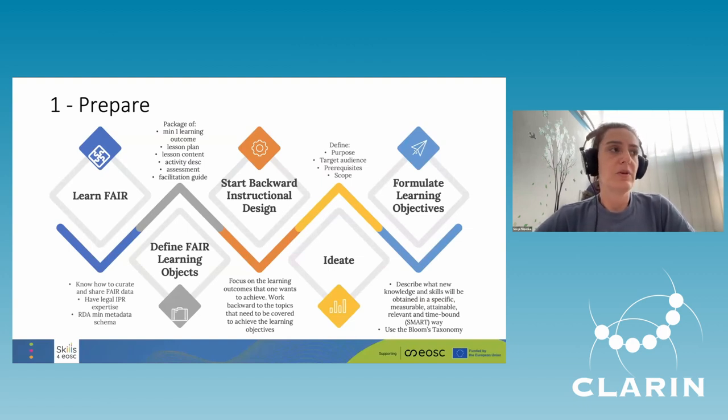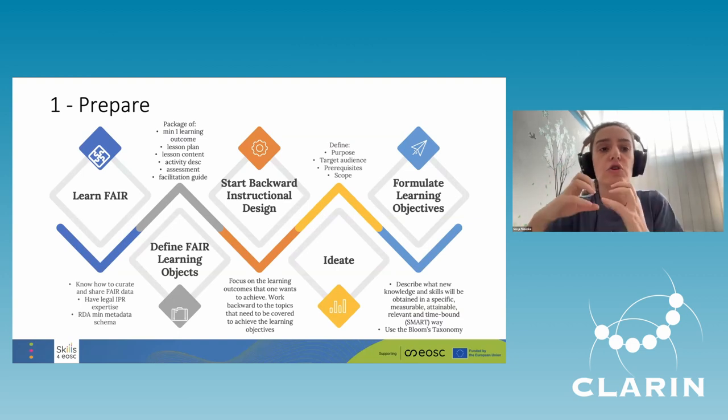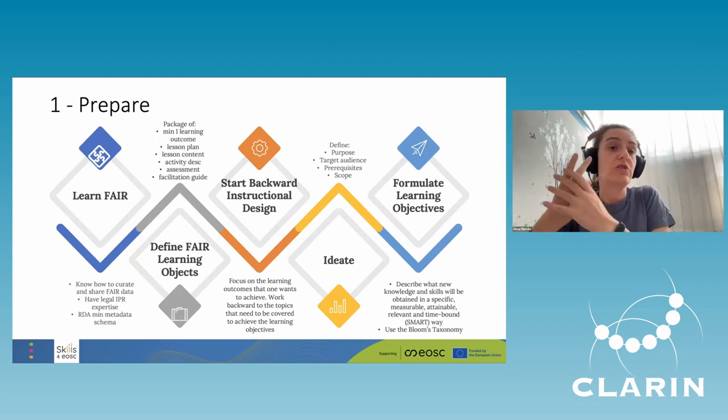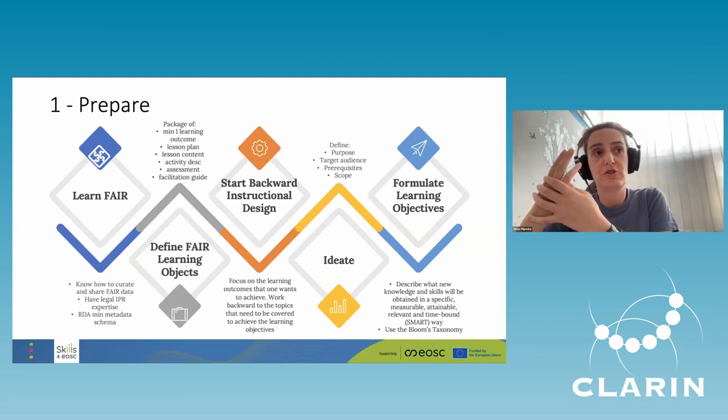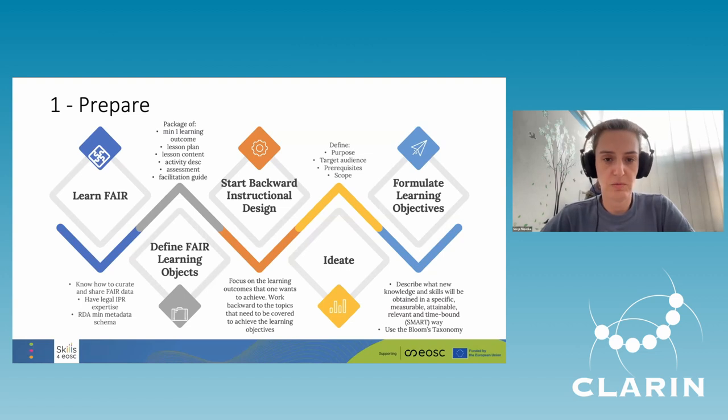What is a FAIR learning object? Well, we say that the minimum material that you can make FAIR is actually a package that needs to contain at least one learning objective or learning outcome. What do you want to achieve with this learning material? The content of the material, a plan for how the instructor or trainer will deliver the material, a description of an interactive activity or whatever you plan for the learners to do while they consume the content. Assessment in the end to check if they actually achieved the learning objective. And a facilitation guide that helps the instructor deliver the training, what to do before, what to do during, what to do after the training. So this whole package will be one FAIR learning object that you can put in a repository, you can assign a PID to it, you can share it and reuse it with others.